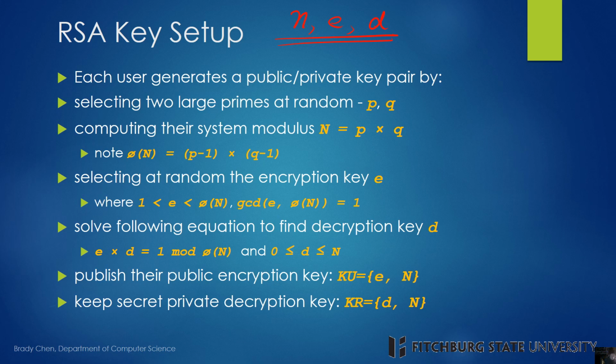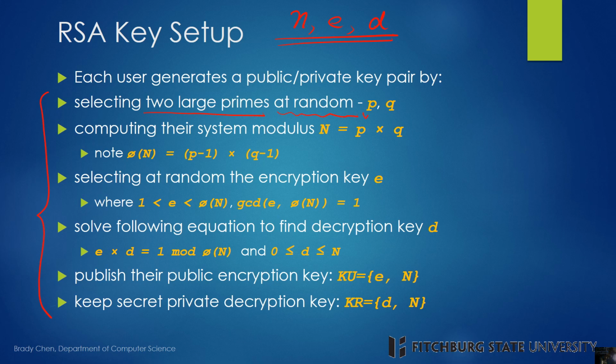In order to do this, here's the process of generating the public key and the private key. Step number 1, we need to select 2 large prime numbers at random.